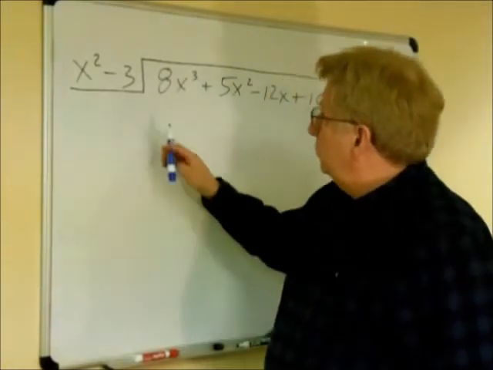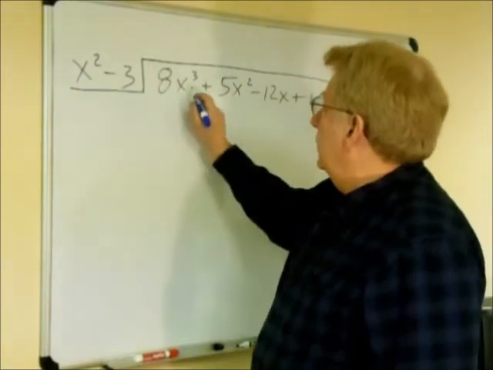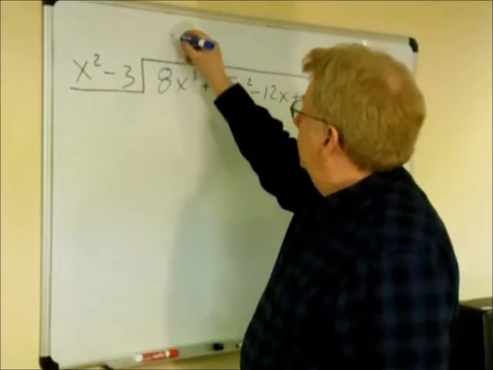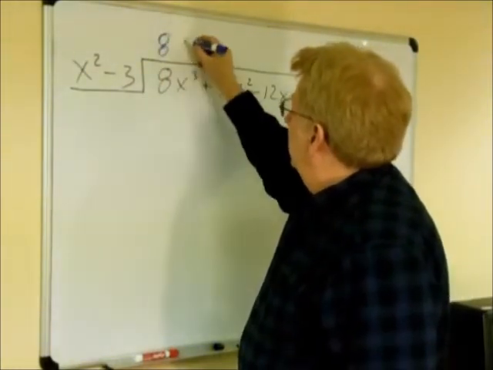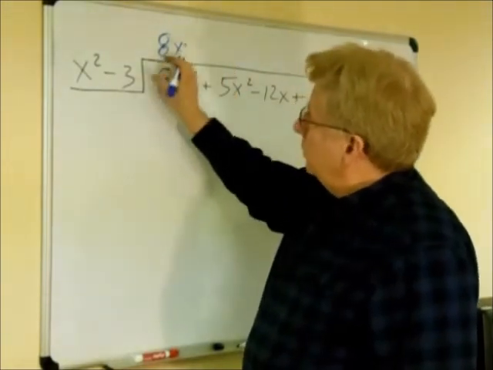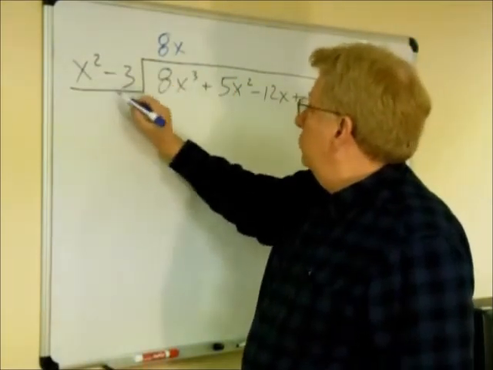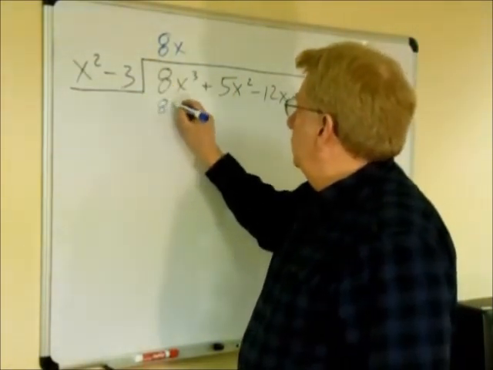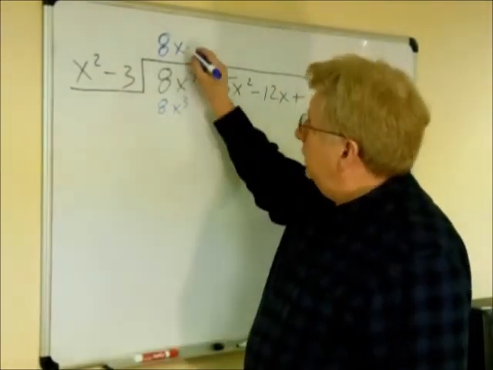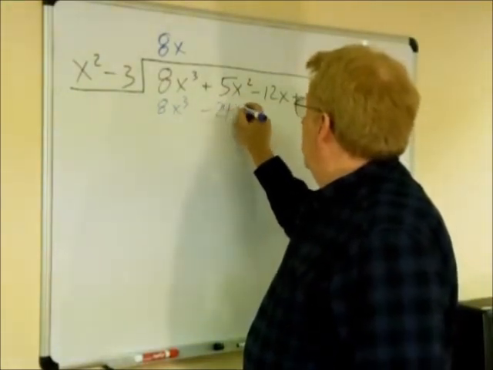So the first thing we're going to do is take this first binomial term, x squared. We'll divide that into this first term. X squared into 8x cubed leaves us with 8x. Then now I multiply this times the two binomial terms. So 8x times x squared gives me 8x cubed. That's going to cancel when we subtract. And then 8x times minus 3 gives me minus 24.